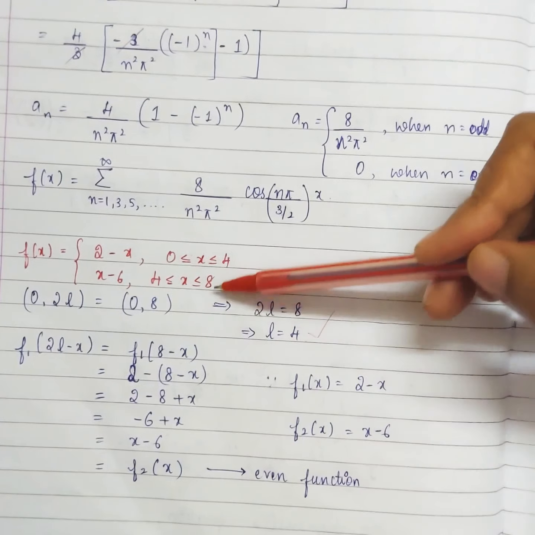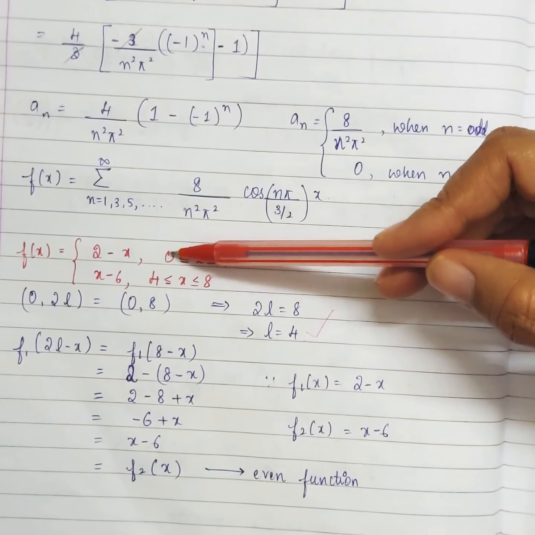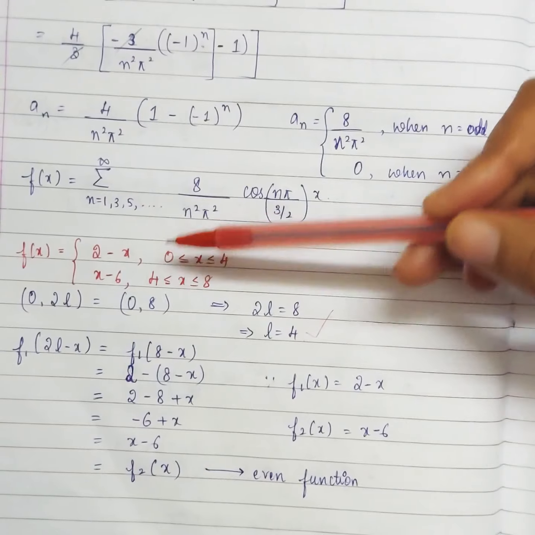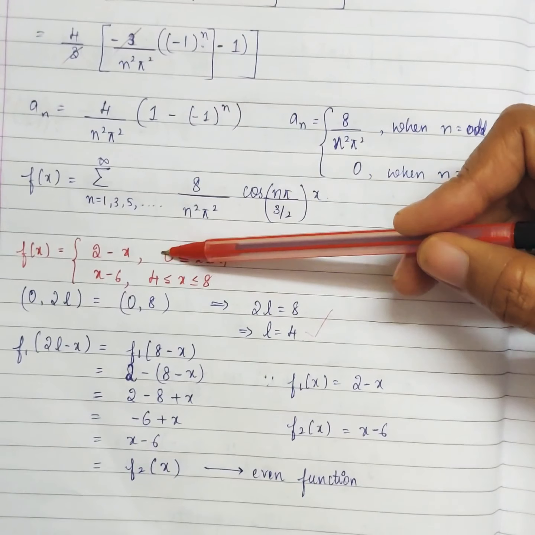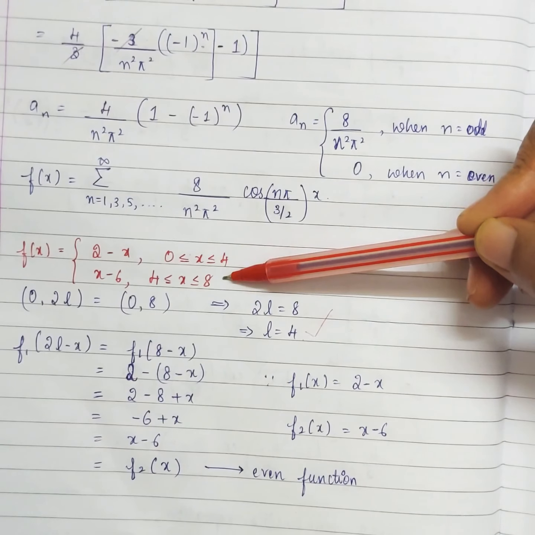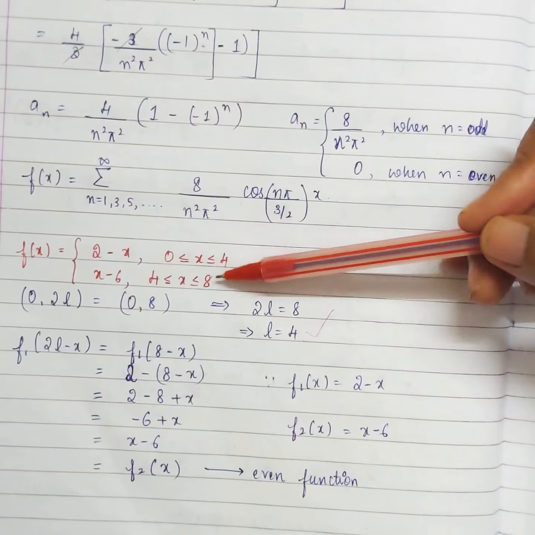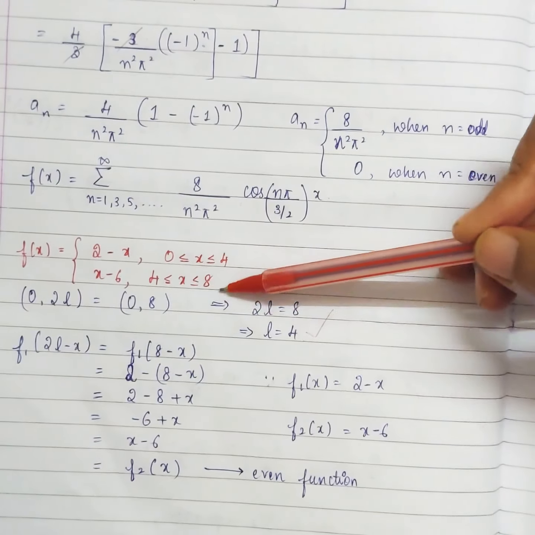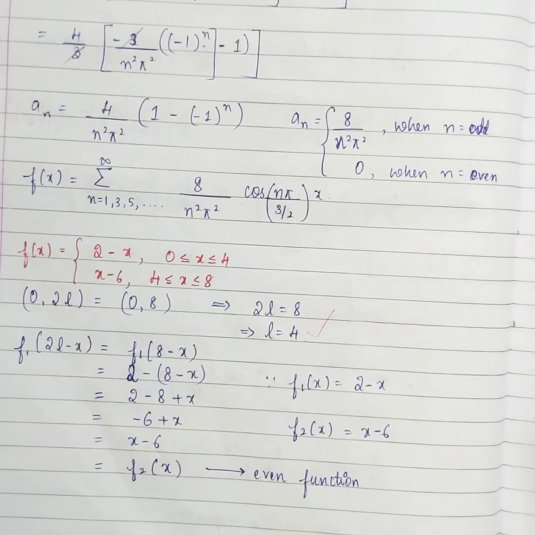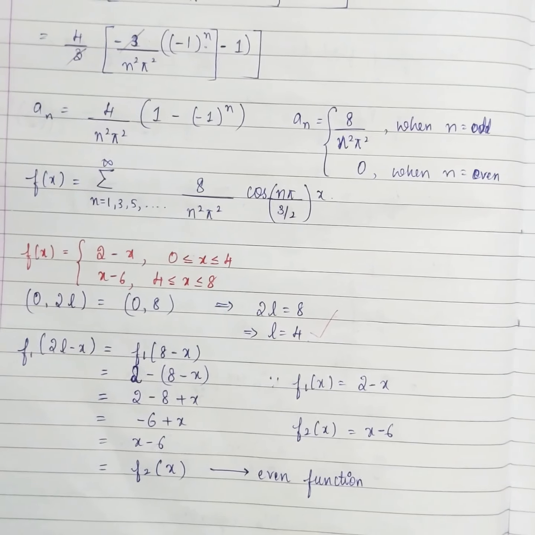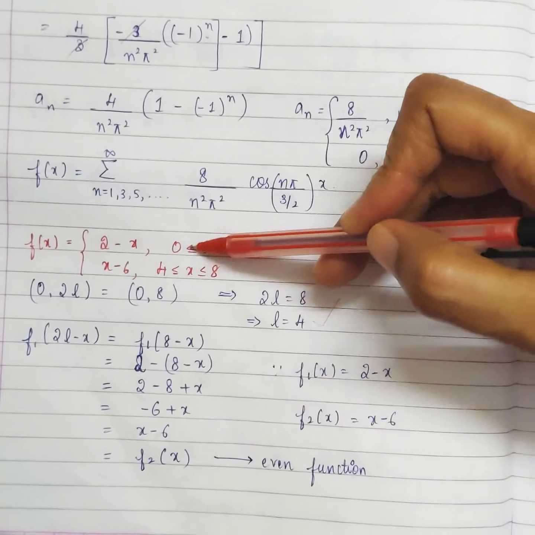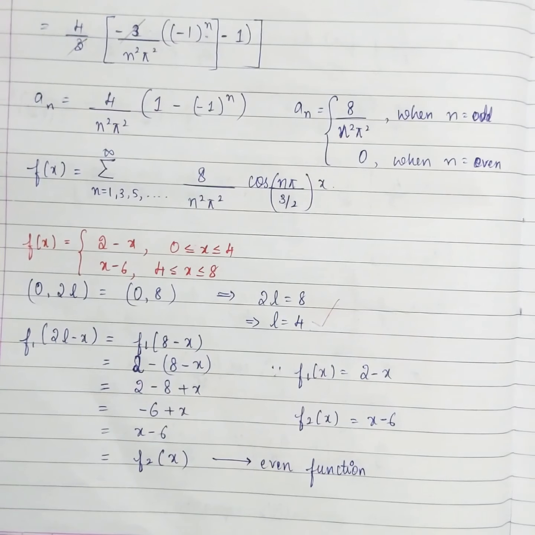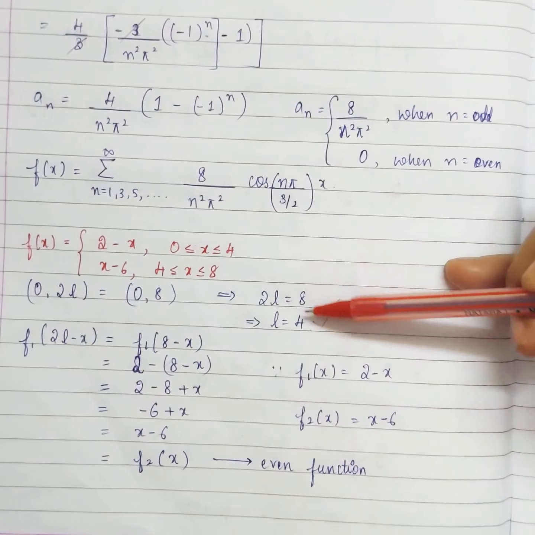Don't write l as 8, because in the previous question, if I start from minus 8 and end at 8, then you will compare with minus l, l. So here it starts from 0, so you will compare with 0, 2l. We have only two choices here, 0, 2l or minus l, l. Since it starts with 0, we are comparing with 0, 2l. Hope you don't have any doubt over here.